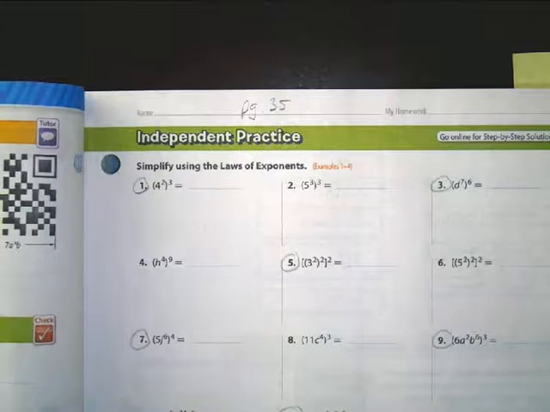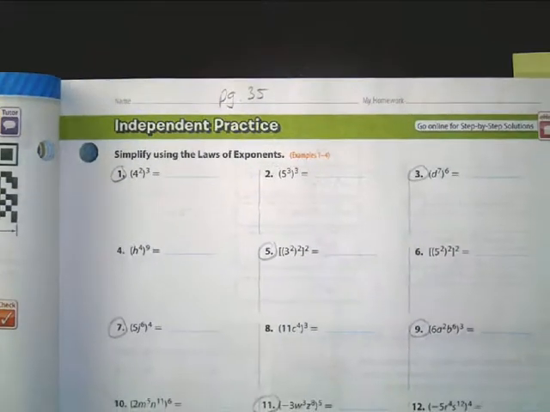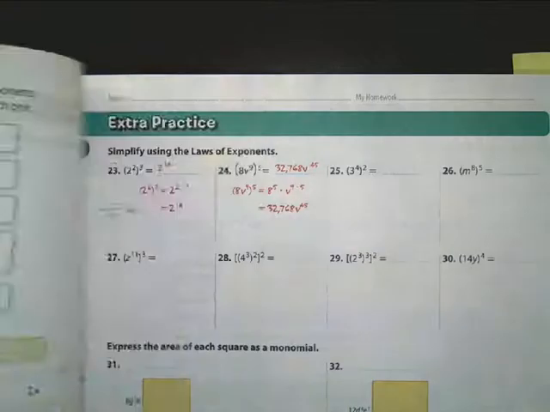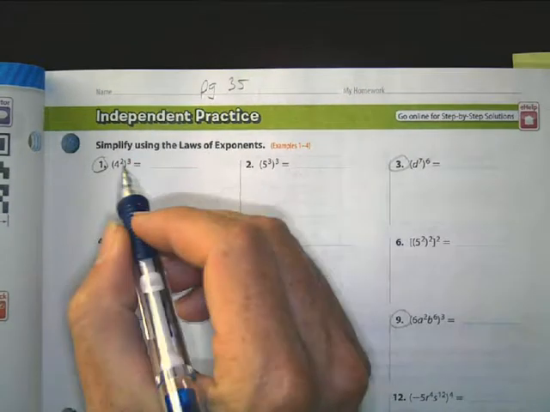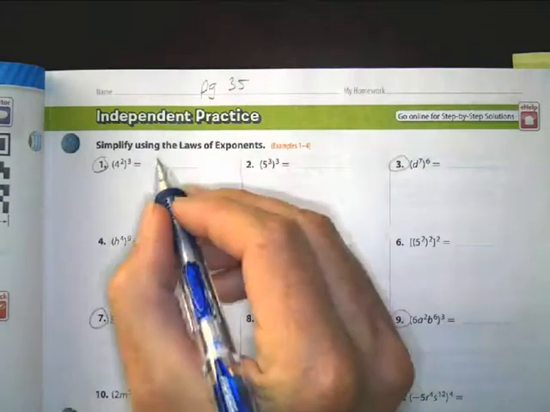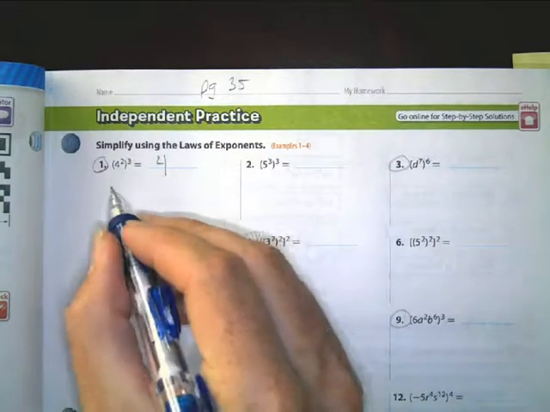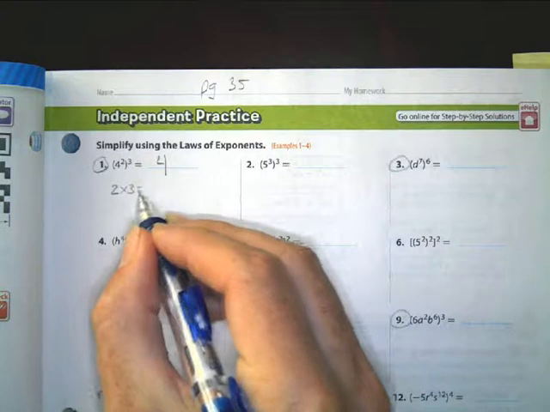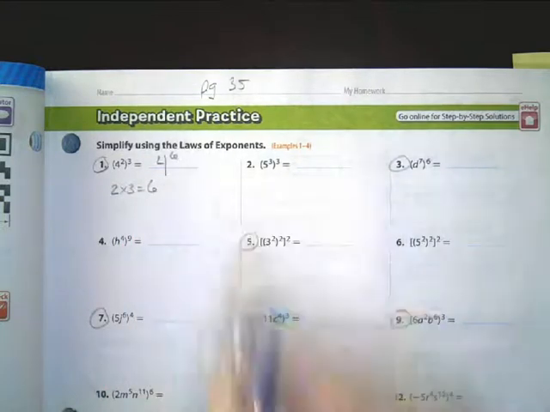So I have a lot of the odd problems here to work on with you from page 35 in your textbook. We'll go through some odd problems on the front page here and one even one. So here we go. First of all, start with the basics here. Our base stays the same as a 4. Now this is 2 to the third power, so I'm going to multiply 2 times 3, which is 6. So this becomes 4 to the 6th power.